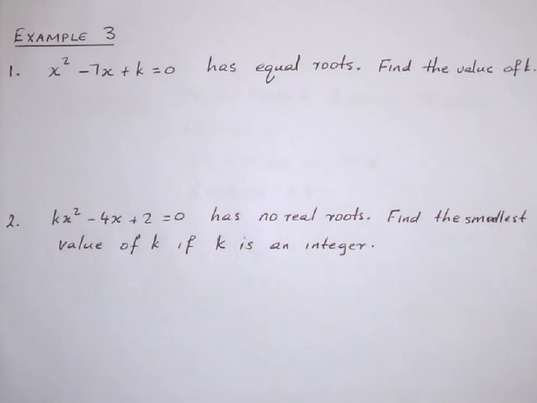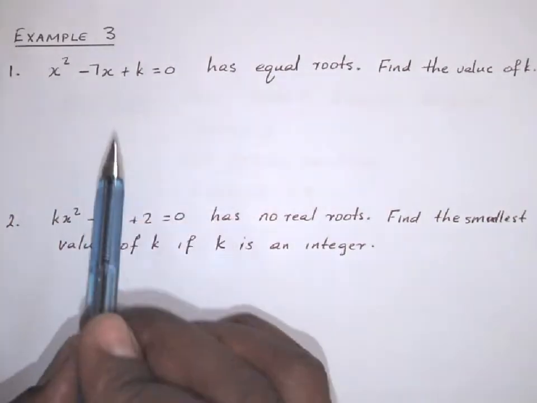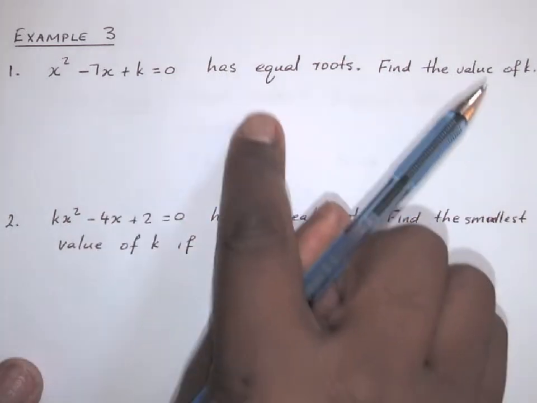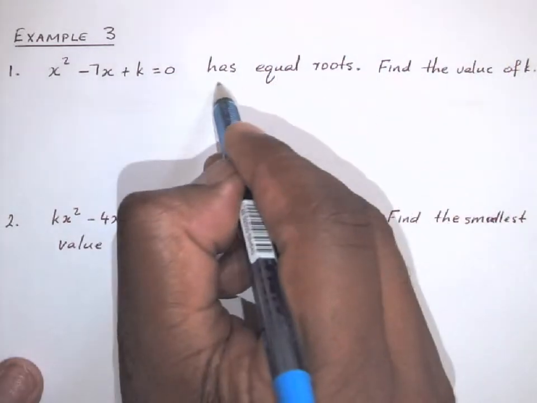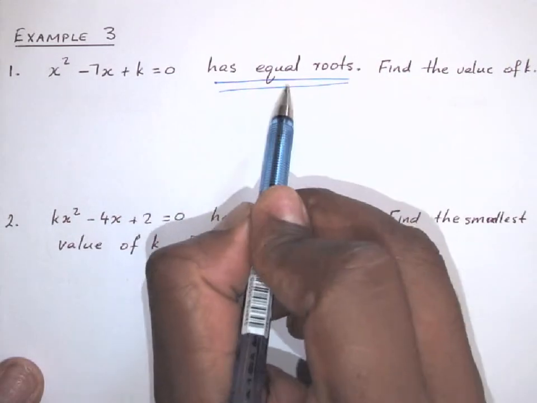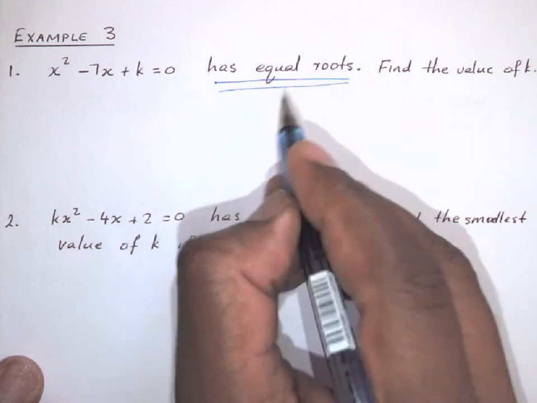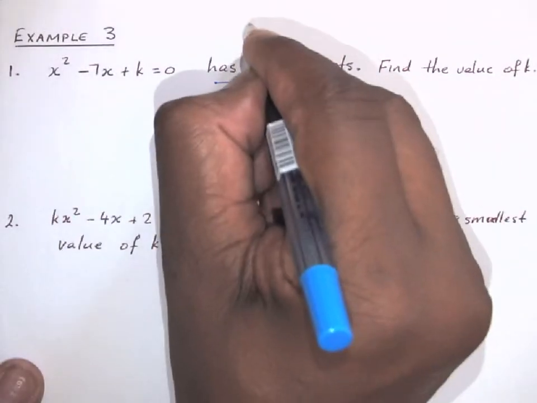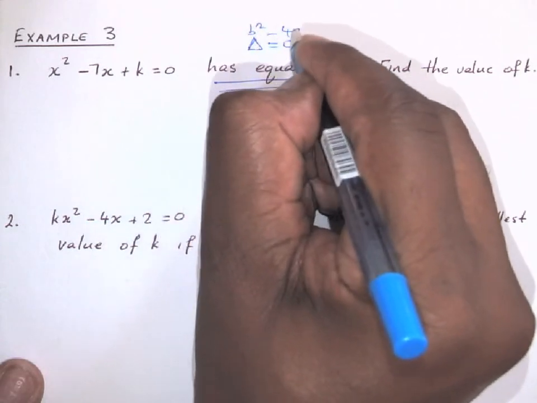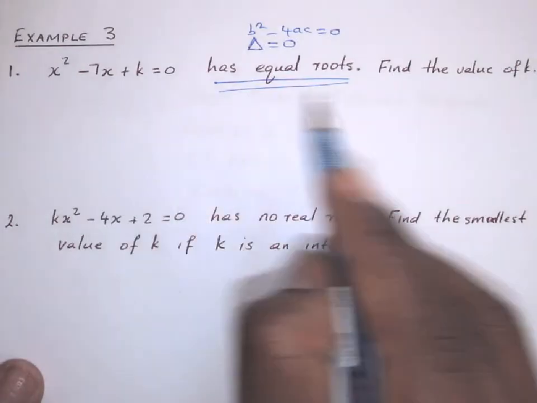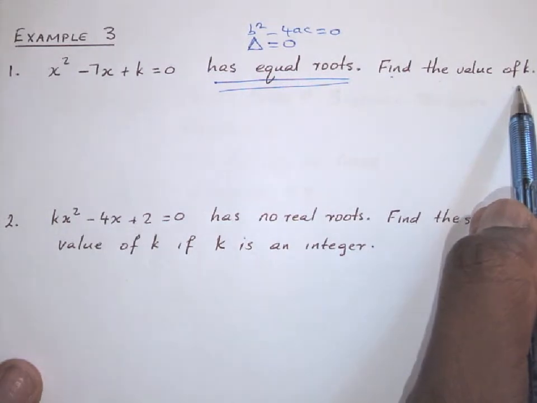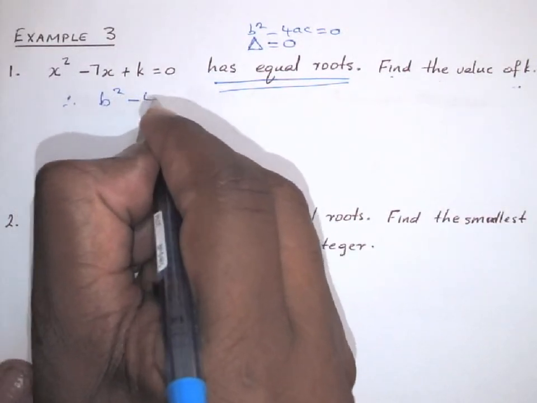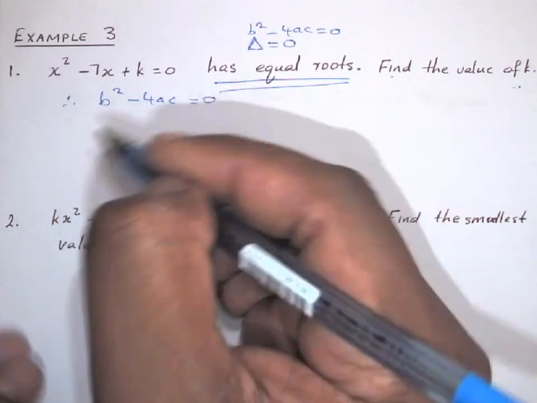A nice one. They say in example 3, x squared minus 7x plus k is equal to 0 has equal roots. So they are telling us that this thing has got equal roots. And we know when we have equal roots that the discriminant is equal to 0. We know that b squared minus 4ac is equal to 0. Now they want us to find the value of k.